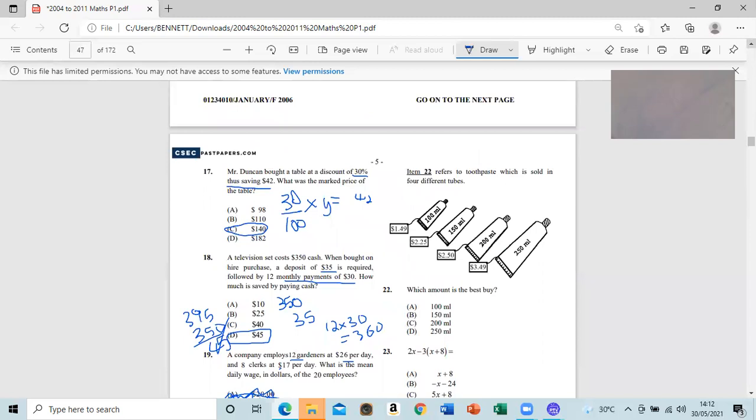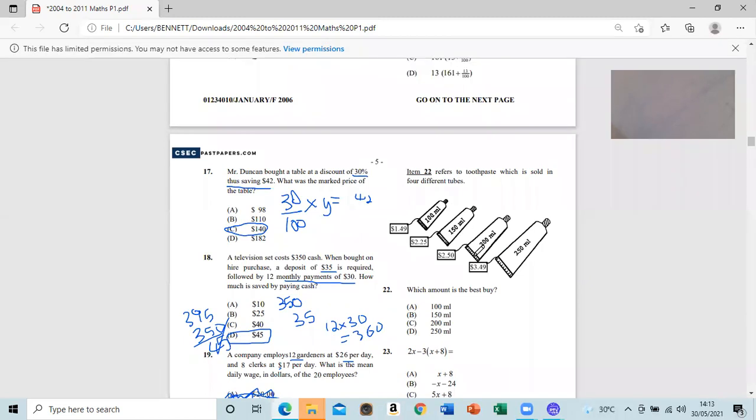Which amount is the best to buy? Guys, let us find out how much per milliliter, and the one that gets the most milliliters for the money is what you actually buy. So you can divide 100 by 149 and see how much you get. The bigger answer is the better buy.